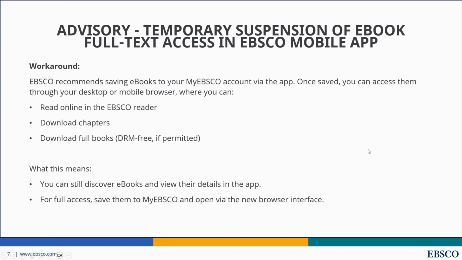First, you must log into your My EBSCO account in the mobile app and save the ebook to your dashboard. Then open your desktop or your mobile browser, log into your My EBSCO, and you'll see your saved ebooks ready to open. Once in the browser, you can read online in the EBSCO reader, download chapters, or download the full book DRM free when permissions allow.